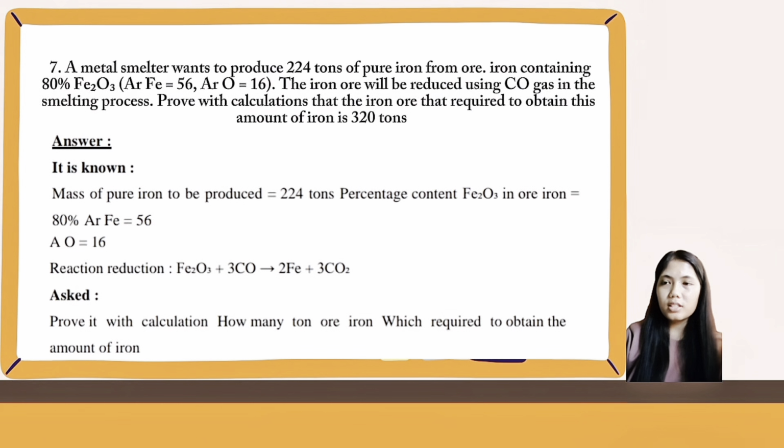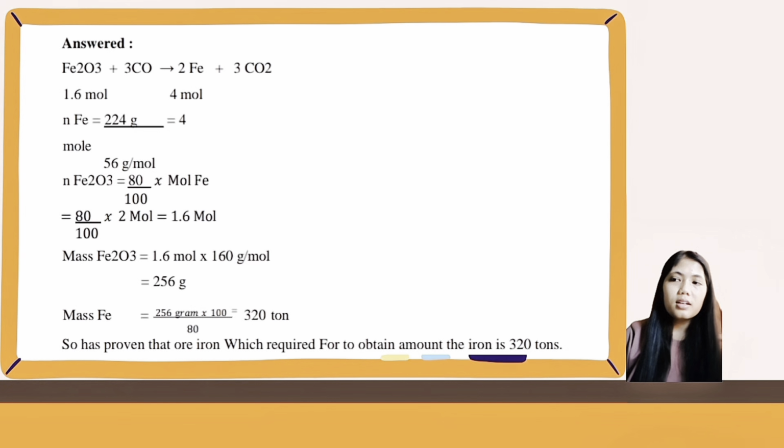The question asks to prove with calculation how many tons of ore are required to obtain the amount of iron. Answer: Fe2O3 plus 3CO produces 2Fe plus 3CO2. The moles of Fe are 224 divided by 56 grams per mole, which equals 4. The moles of Fe2O3 are 80/100 times the moles of Fe, which is 80/100 times 2 mole, which equals 1.6 mole.